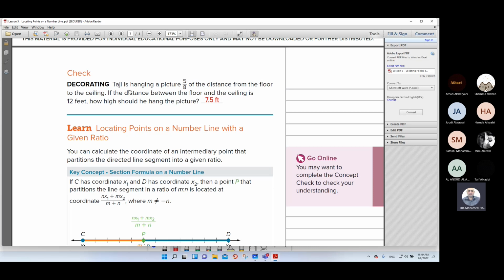Taj is hanging a picture 5/8 of the way, this is the ratio of the distance from the floor to the ceiling. If the distance between the floor and the ceiling is 12, how high should he hang the picture? You can multiply 5/8 by 12, and you will get 7.5 feet.